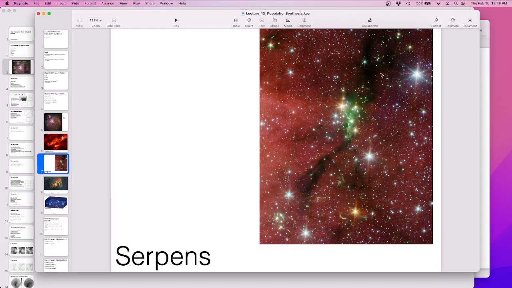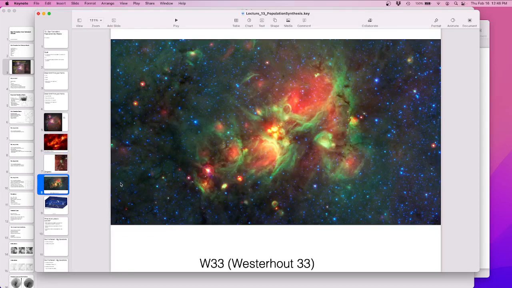And here's Serpens, which is another good star forming region. Can you see this stripe of gas? This stripe of cold gas? And then here's our star-forming complex in the middle. What do we have? This is Westerhout 33. I just think this one's pretty.